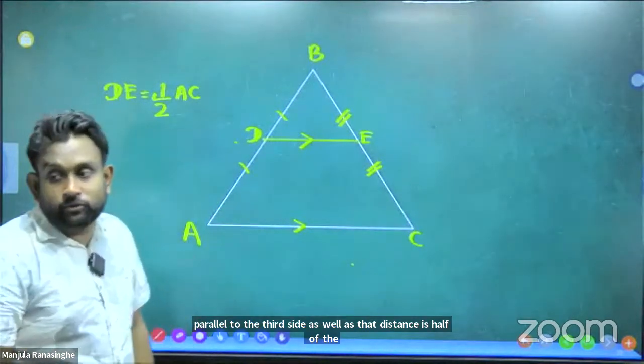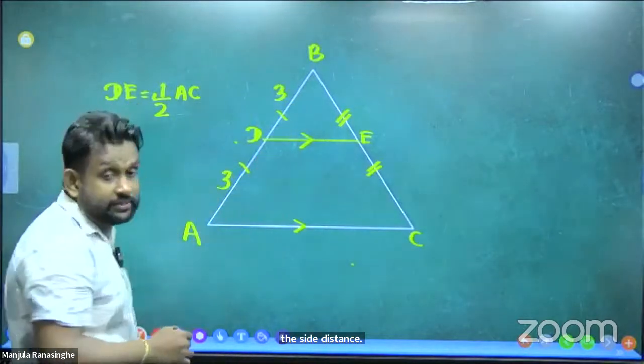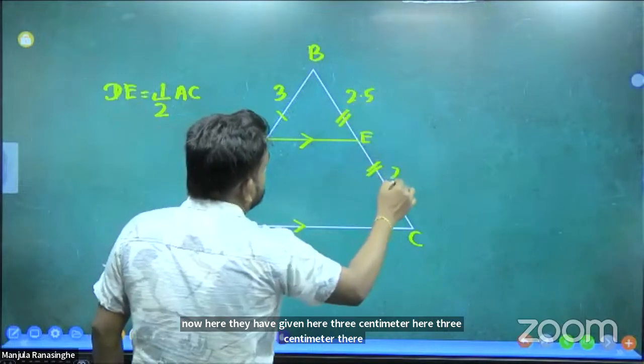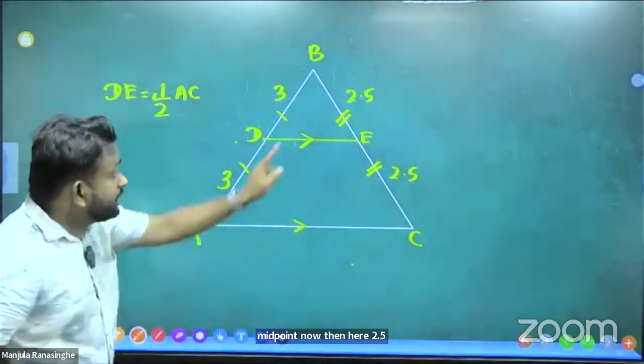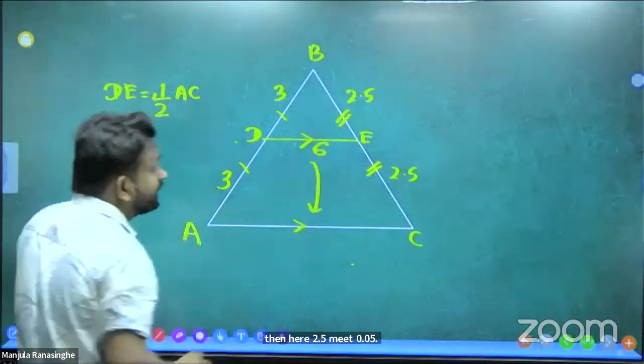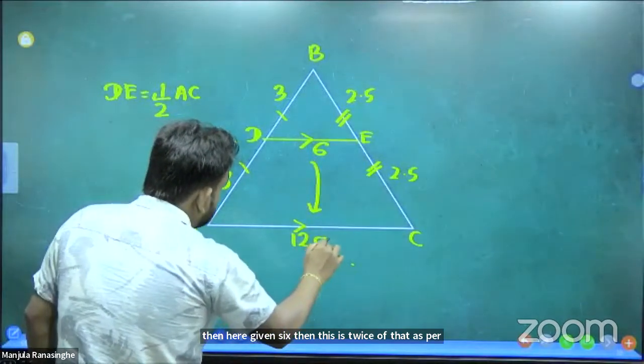Okay. Now here they have given 3 centimeter, here 3 centimeter, the midpoint, right? Then here 2.5, here 2.5, midpoint, right? Then here given 6, then this is twice of that as per the midpoint theorem outcomes. If this is 6, here becomes 12.